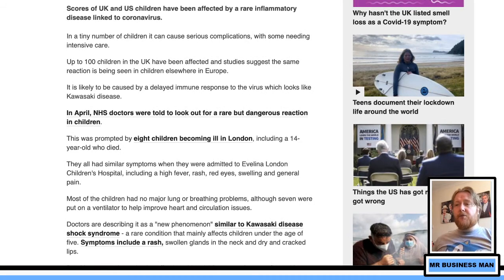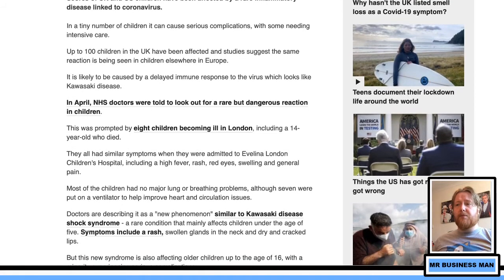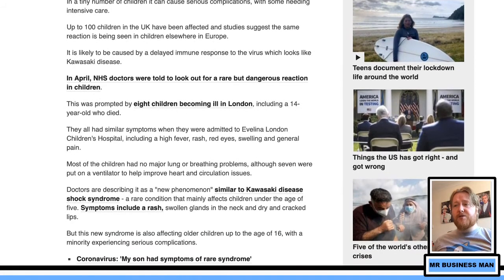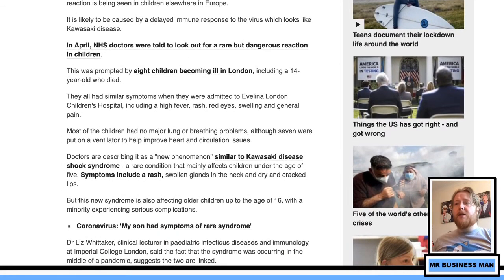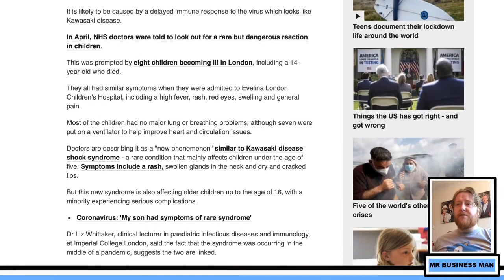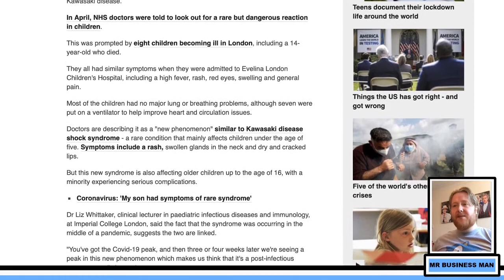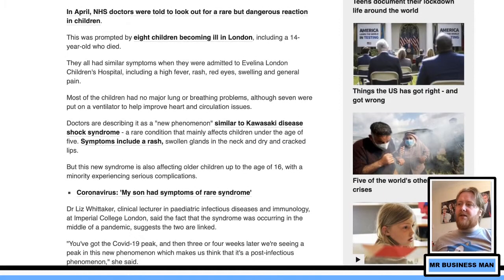Well, most of the children had no major lung or breathing problems, although 7 were put on a ventilator to help improve heart and circulation issues. Doctors were describing it as a new phenomenon, a rare condition that mainly affects children under the age of 5. See, this is the problem, innit? This is the thing. I don't know why they're being so rash in things.